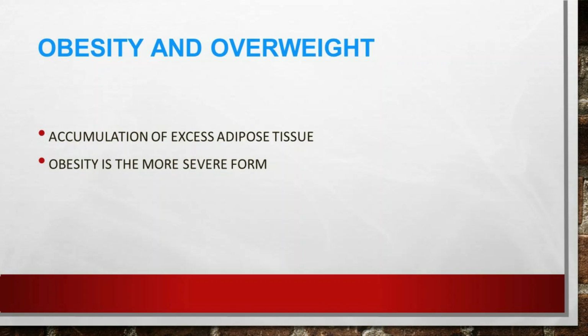Obesity and overweight both refer to the accumulation of excess adipose tissues. Obesity is the more severe form of overweight. Many measures of excess body fat exist. The most common criterion for screening and monitoring at the population level is the body mass index, which is an index of a person's weight in relation to height that correlates with total body fat content.